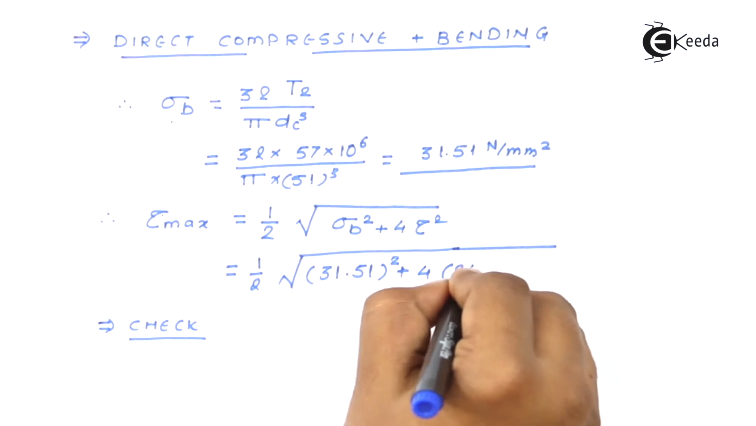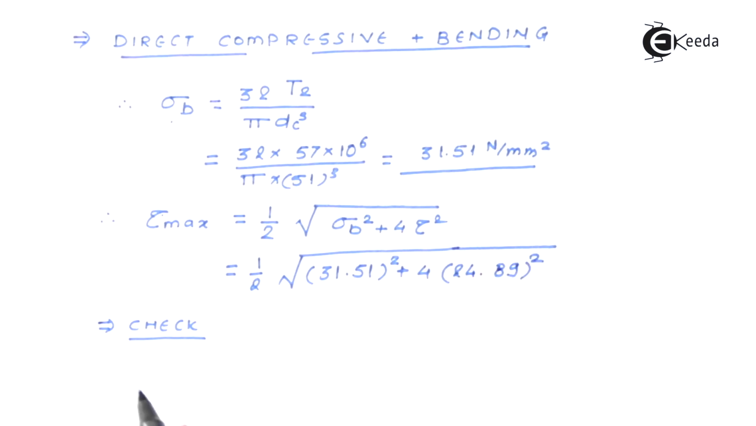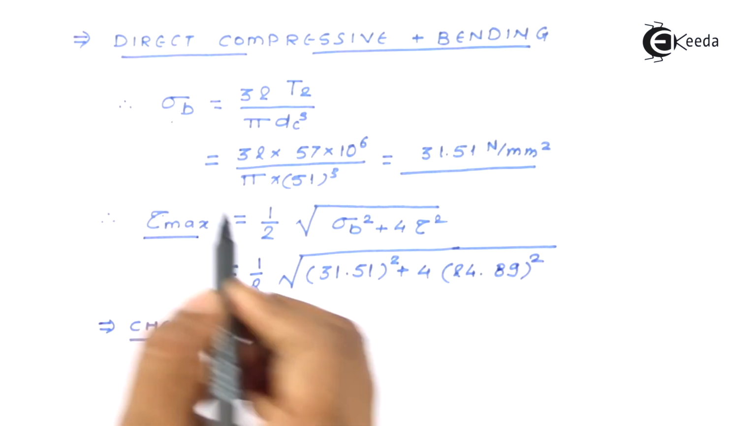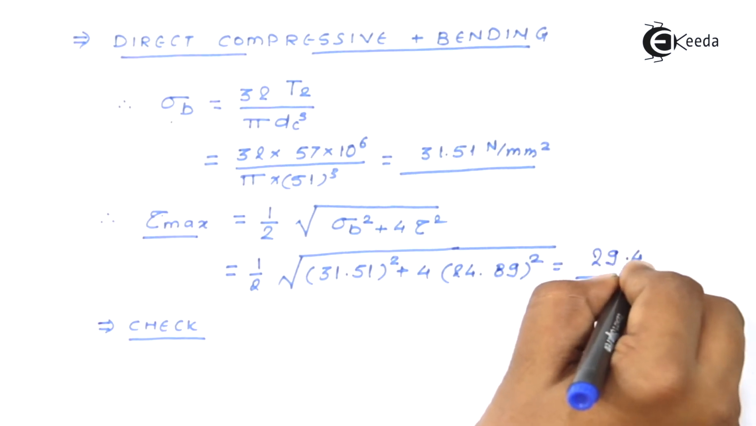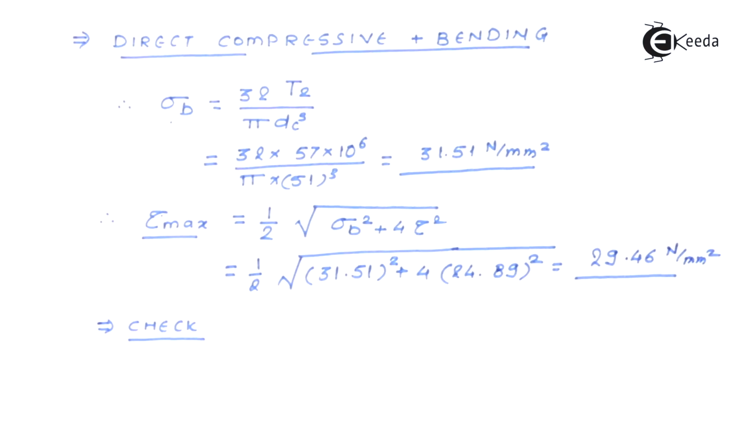So it comes out to be the value of shear stress. Upon evaluating, tau max will be this. This is what the value of maximum shear stress that can be sustained by this particular power screw. Now we have to cross verify this particular thing with the available value.